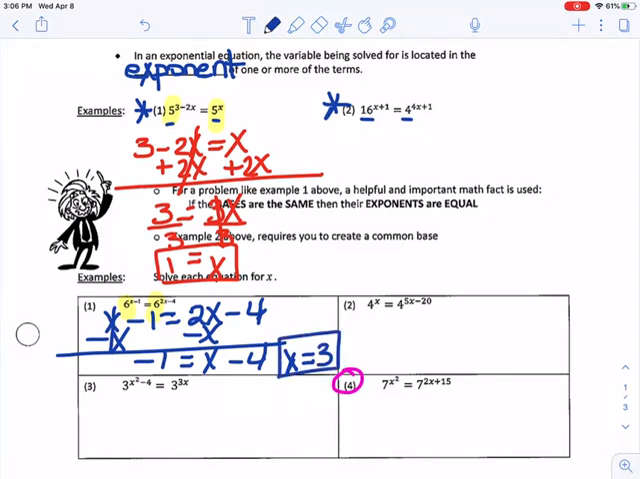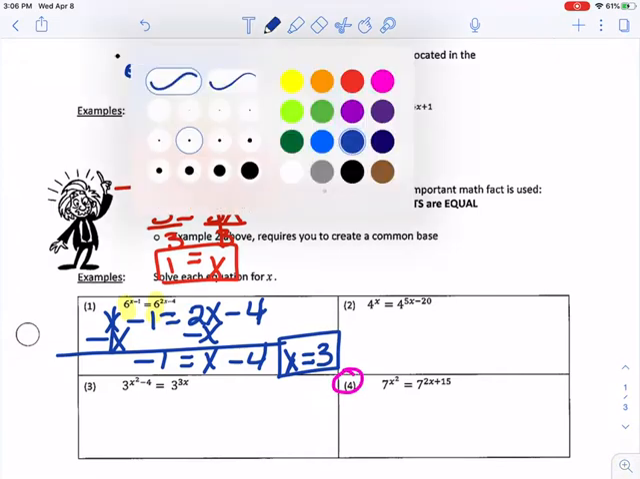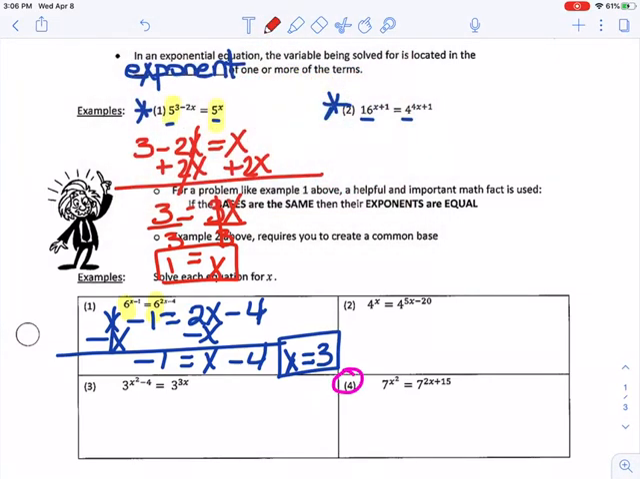Okay, so number 2, same way. The bases match, both the bases are 4, so all I would have to do is set the two exponents equal to each other and solve it, just like any other equation. Now let's look at scenario number 2. Scenario number 2 is when the bases don't quite match. So here you can see the base on this side is 16, the base on this side is 4.